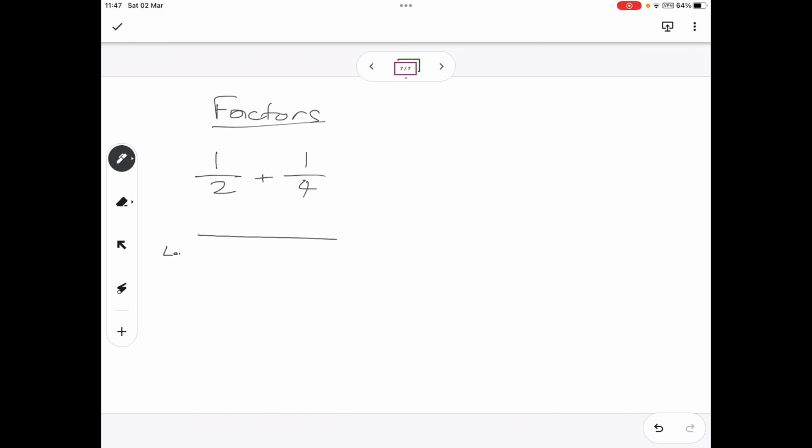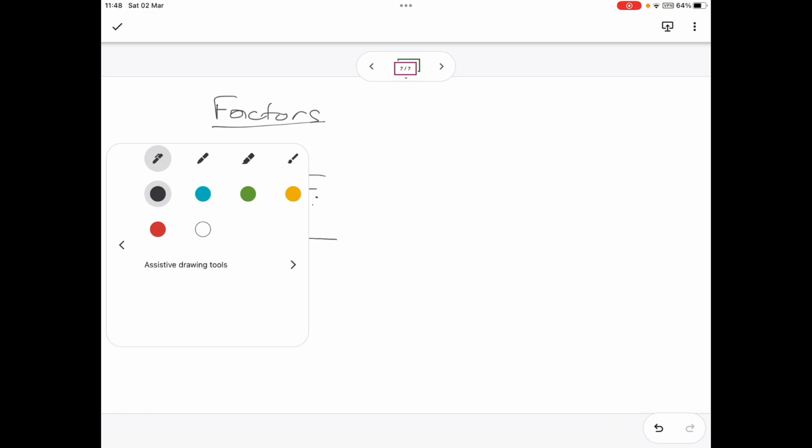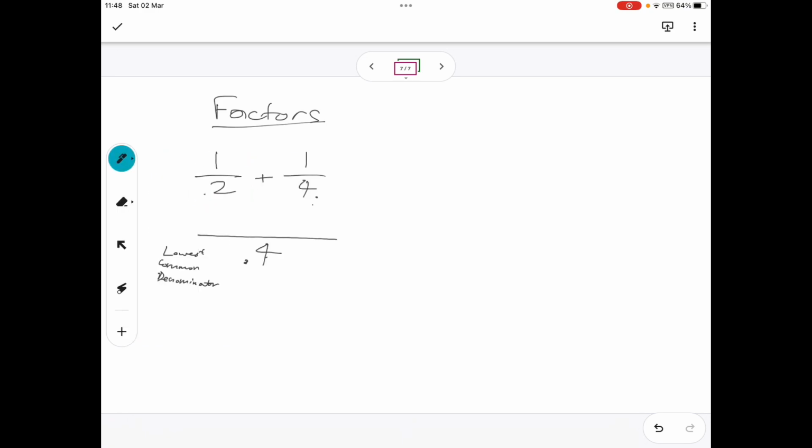So when adding fractions, what we do is we look for a lowest common denominator. Now, a denominator is the number that divides a certain number. The lowest common denominator here is 4. Why is that? Because this denominator 2 can divide into 4 and it goes into 4 twice. And this denominator 4 goes into 4 once.